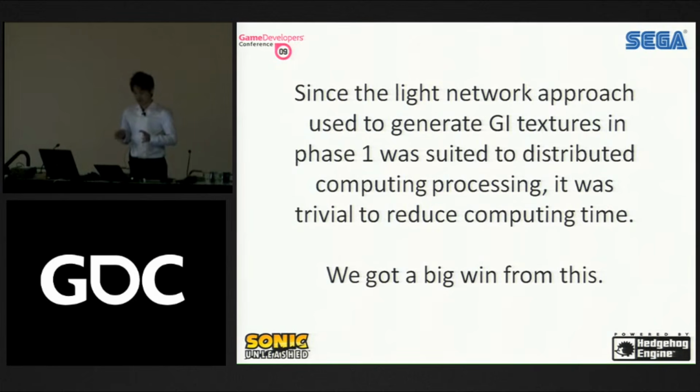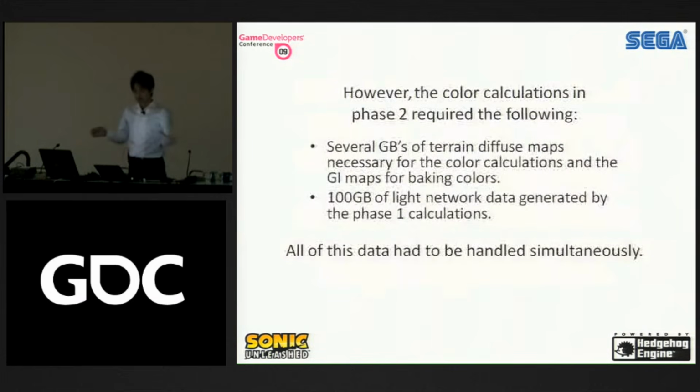Of course, in phase 1, creating the light network approach is suited for distributed computing, so we could reduce the computing hours dramatically. That was really, really good. However, in phase 2, we need to use a diffuse map or GI map, and these took gigabytes. This needs a lot of memory.